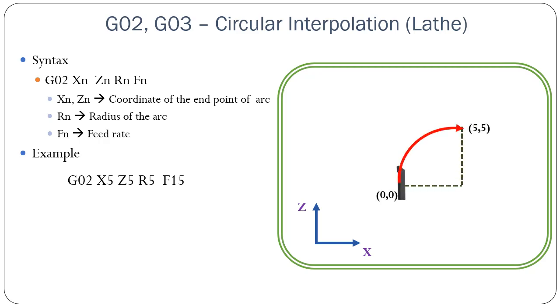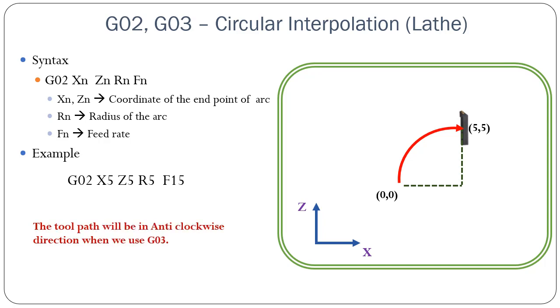X5 is the end X position of the tool, Z5 is the end Z position of the tool, and R5 is the radius of the circular arc, which is 5 mm. The syntax is the same for G03 except the tool movement will be in the anti-clockwise direction. Note the program is based on relative coordinates.